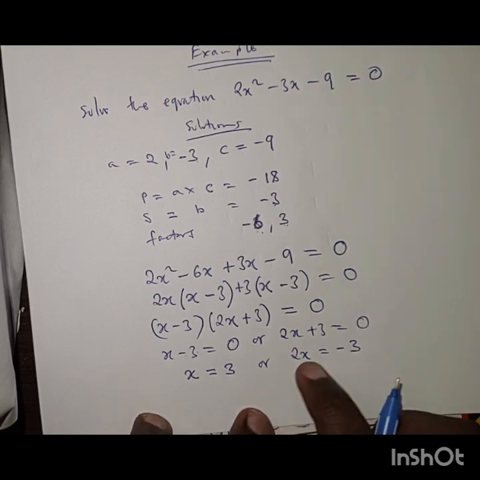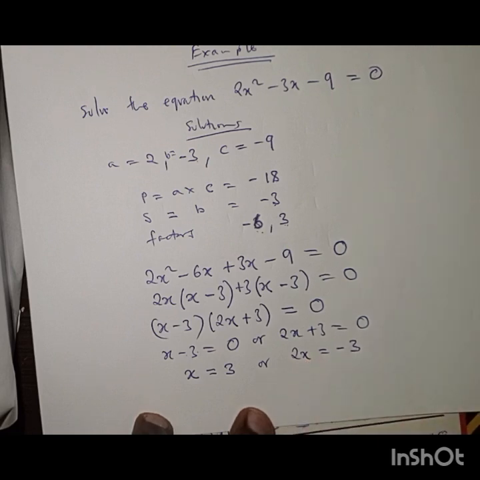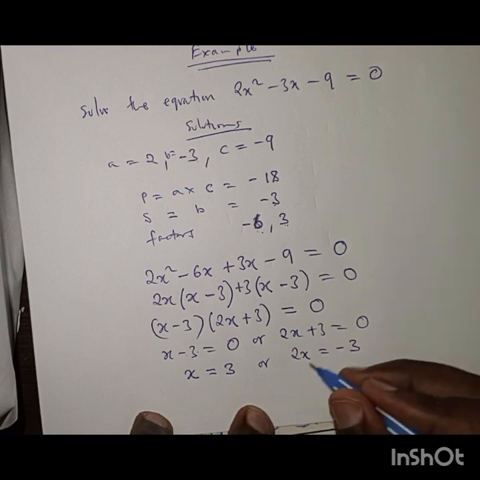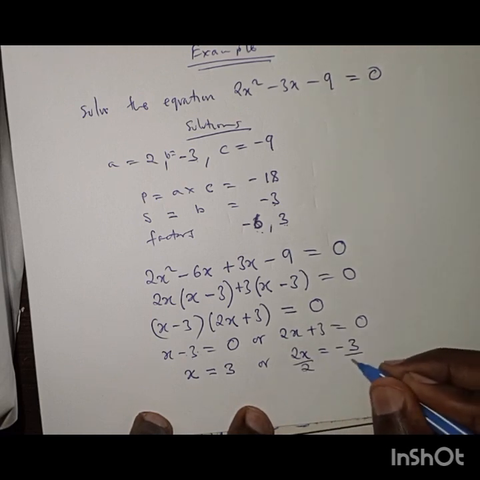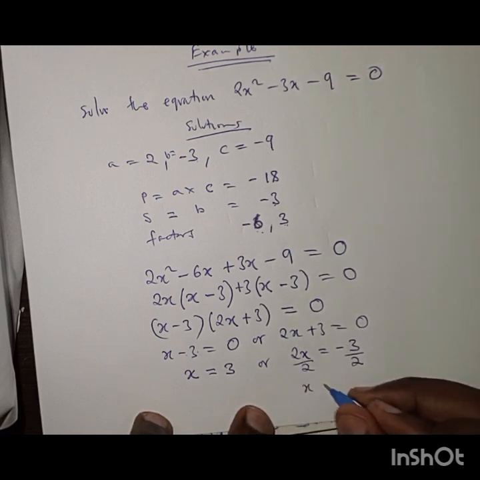Okay, then to remain with x, here it is 2x. 2x, it means 2 times x. So to remain with x, you divide by 2. So you say over 2, and this side over 2. So x is equal to negative 3 over 2.